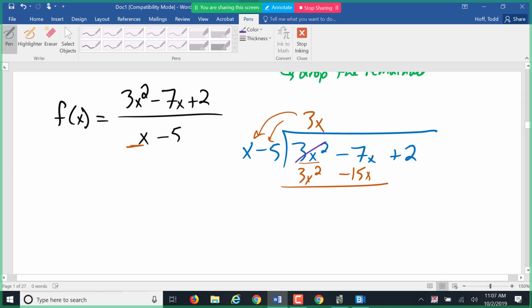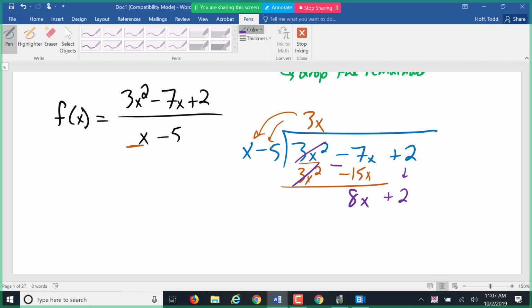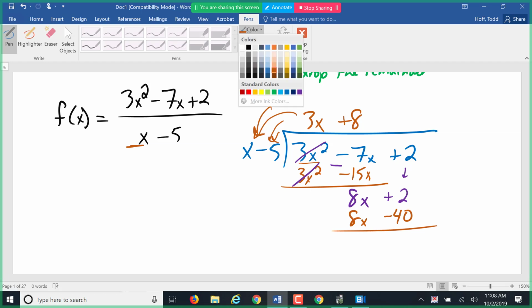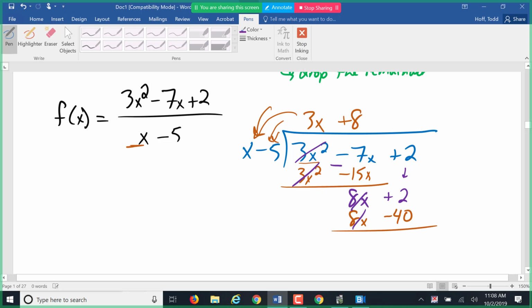We subtract. 3x squared cancels out. Negative 7 minus 15 is a positive 8x. Bring down the 2. 8x divided by x is a positive 8. 8 times x is 8x. 8 times negative 5 is a negative 40. So again, the 8x cancels out. 2 minus a negative 40 is 42. We're going to ignore that remainder. So we have a slant asymptote here, y equals 3x plus 8.